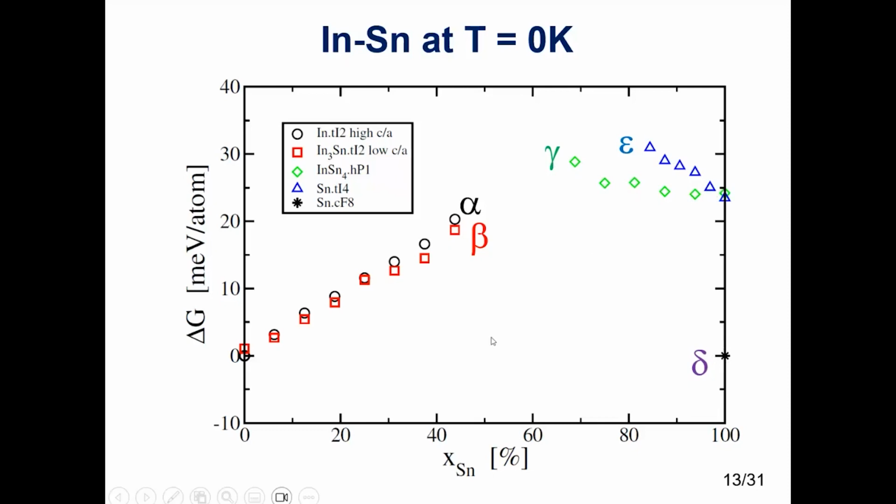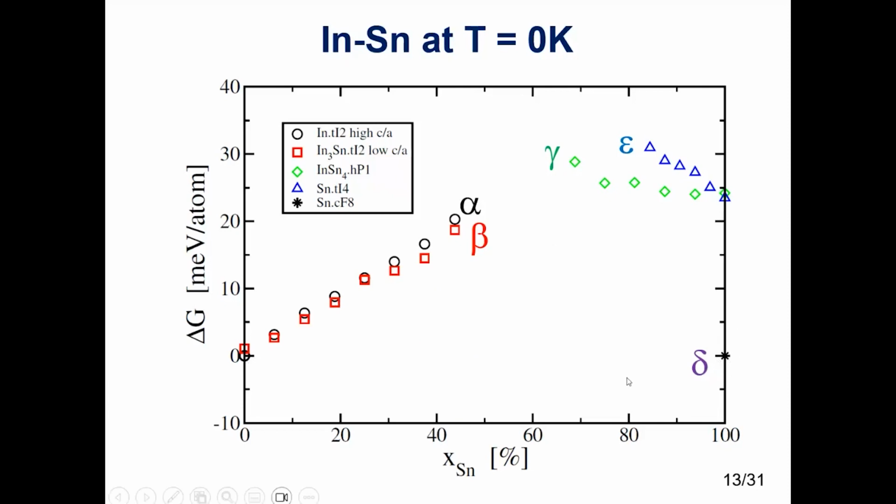Okay, so what is the convex hull of this set? Well, actually, the convex hull is just the line joining alpha to delta, because every other point lies above that line. So everything you see here in this diagram is above the convex hull, except for the predicted stable phases, alpha indium and delta tin, which of course is in perfect agreement with experiment.